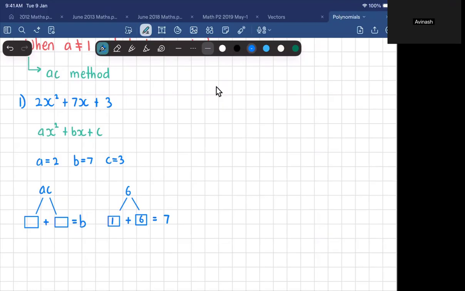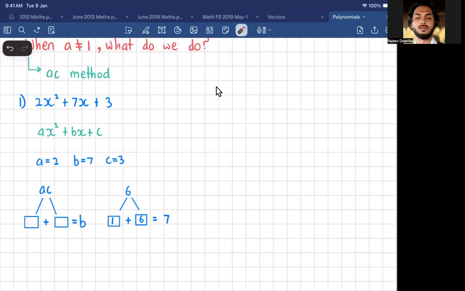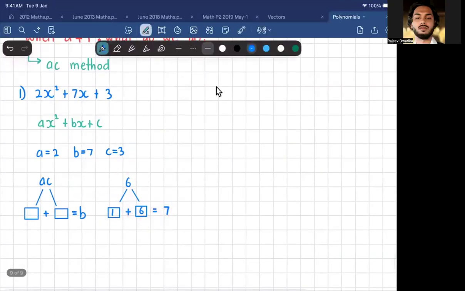Yes, sir. Okay, so Avinash, what I did so far is I figured out what A was, what B was, and what C was. To use this method, you're going to multiply A by C. If you multiply A by C, you're going to get 6, right? Yes, sir. And whatever numbers you pick to multiply to give you back 6, they must add to give you the middle number. So 1 times 6 would give me back 6. Yes, sir. And when you add them, what would you get back? 7 when you add.